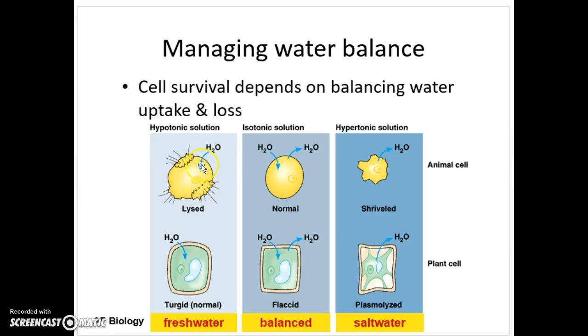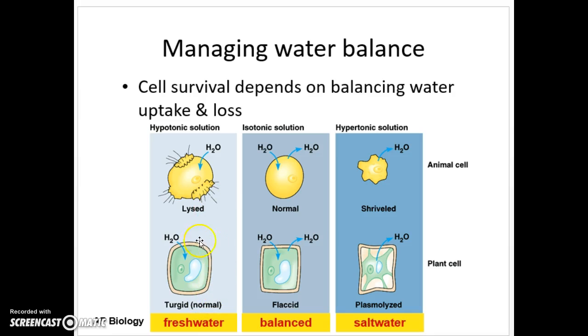But inside the cell, we have different solutes. We have a lot of different molecules inside of a cell. And so that means the water is going to flow from where it's highly concentrated to where it's less concentrated because of the solute. It's going to move towards the solute. So where solute is concentrated is where water is going to flow. In an animal cell, what's going to occur is a bursting of that cell. Because too much water flows into the cell, it gets filled with water and will burst.